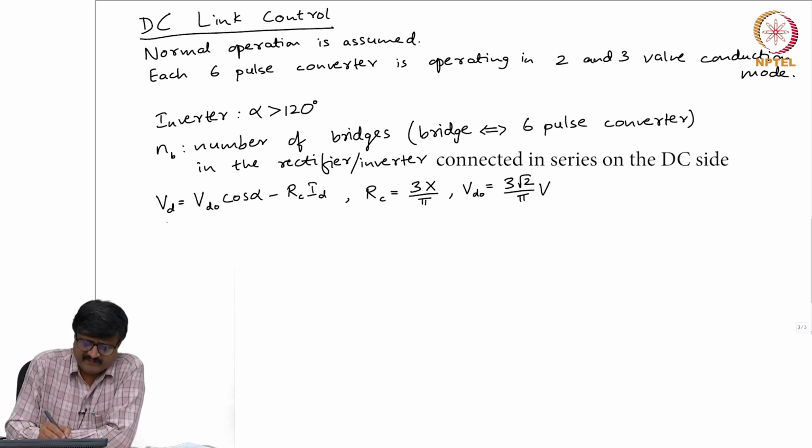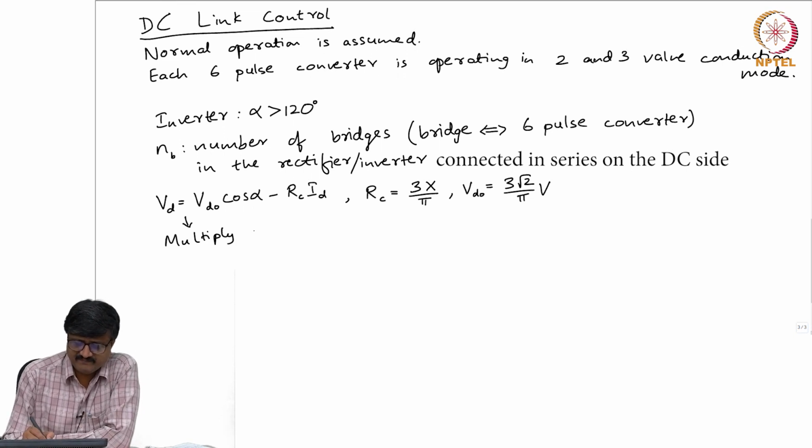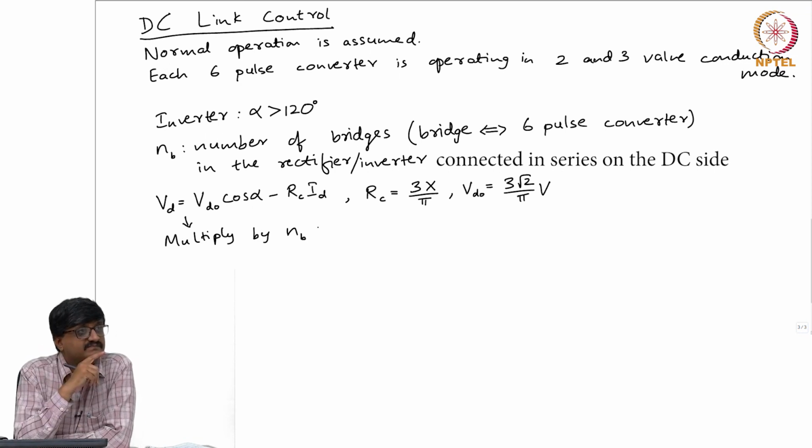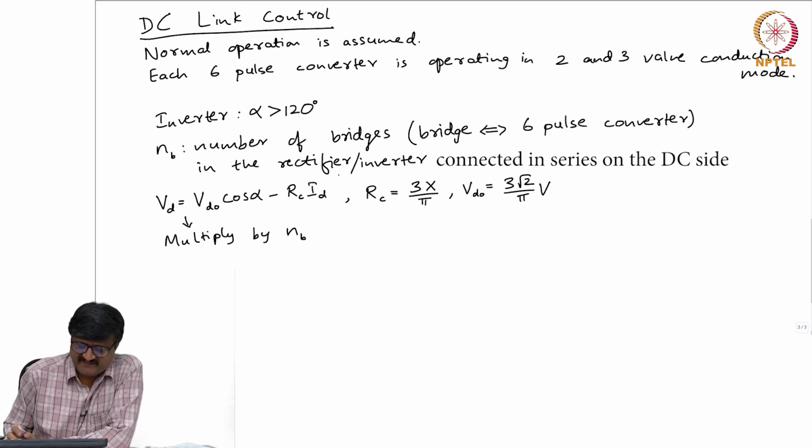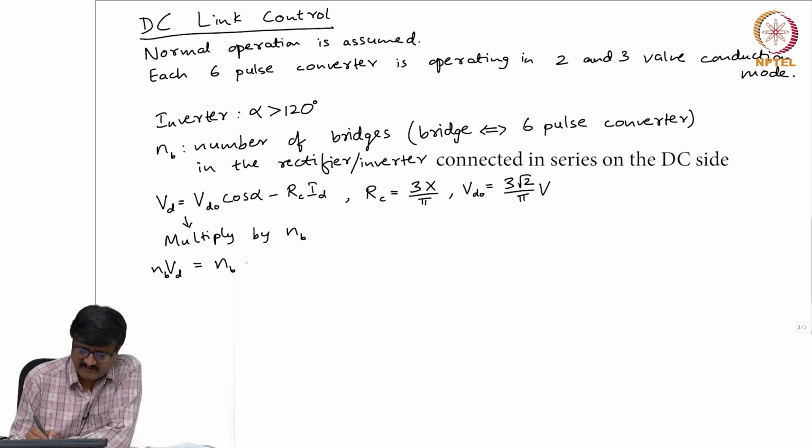Now, if I multiply this equation by NB, I get NB into Vd on the left hand side, and on the right hand side NB into VDO cos alpha minus NB RC Id.